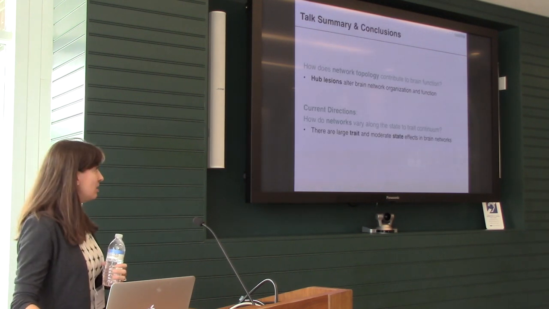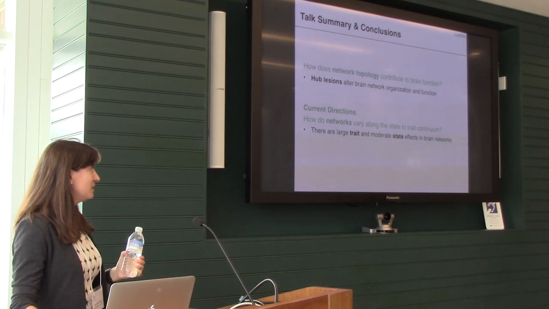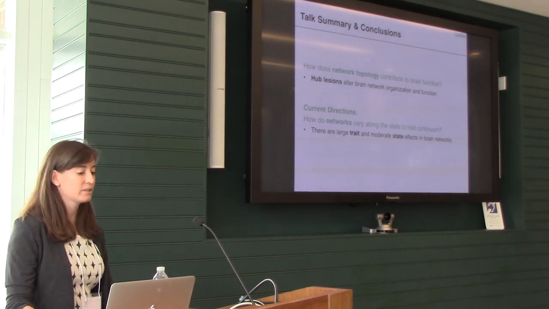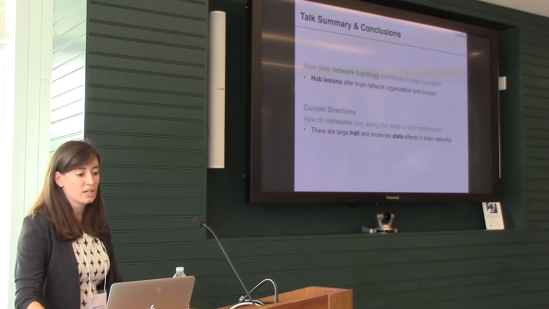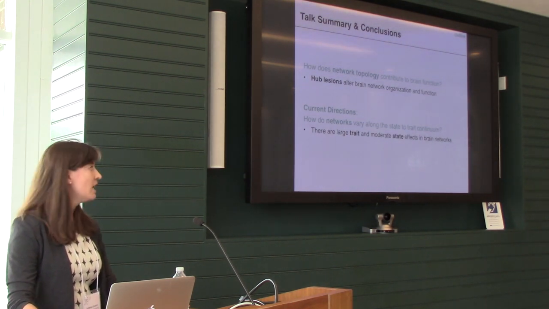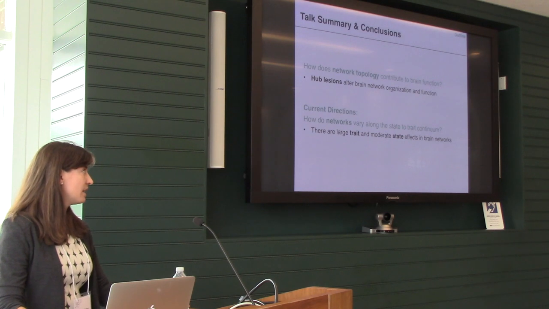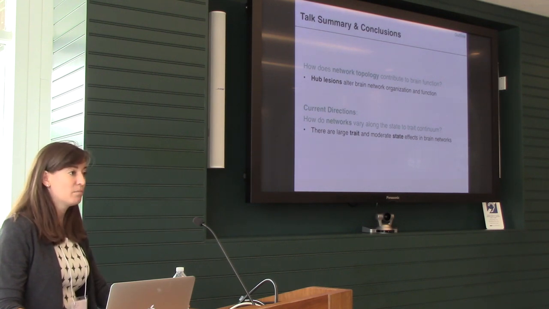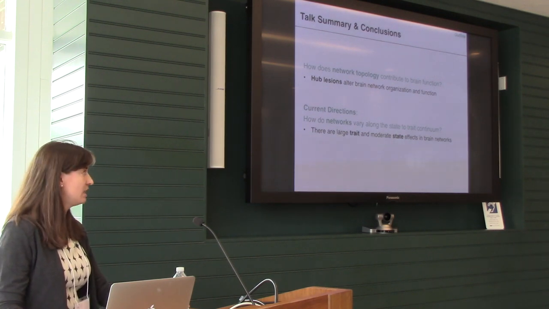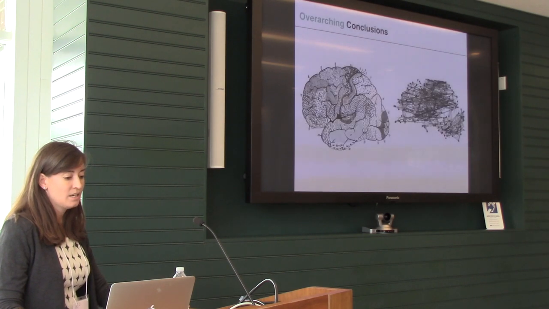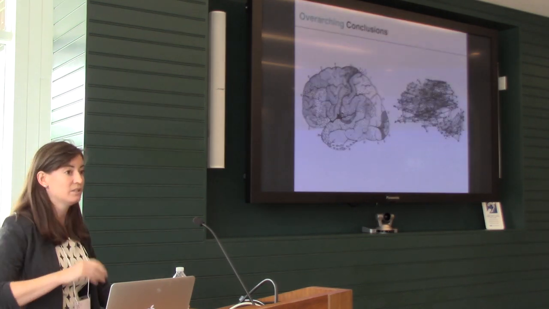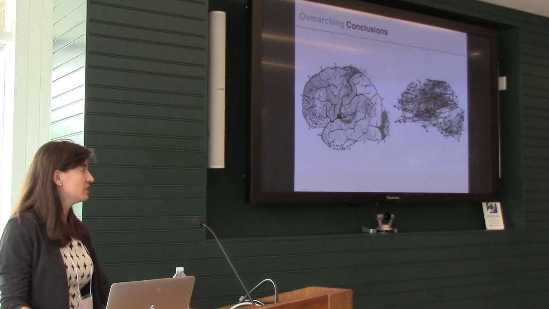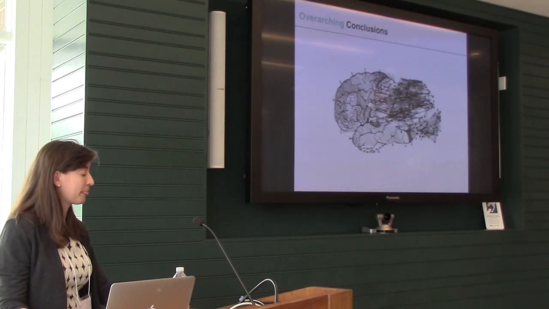And so just to summarize, in the first part of the talk, we looked at how hub lesions alter brain organization, finding evidence that connector hubs cause these large changes in network organization. And in the second part, we saw evidence that there were very large trait effects and moderate state effects in brain networks. And so hopefully together these findings suggest that this sort of network view can provide new insights into the link between cognition and brain function.